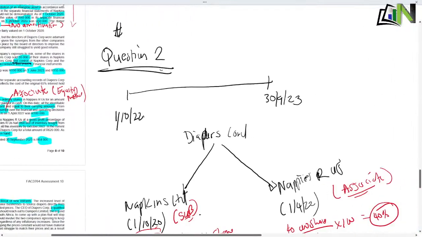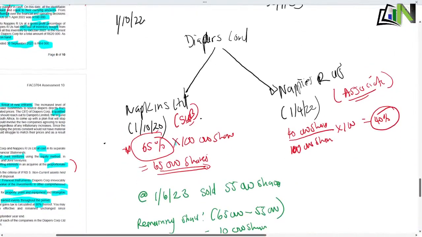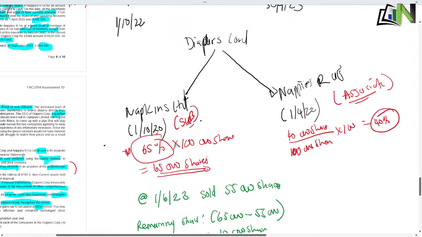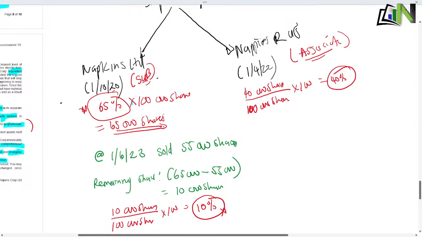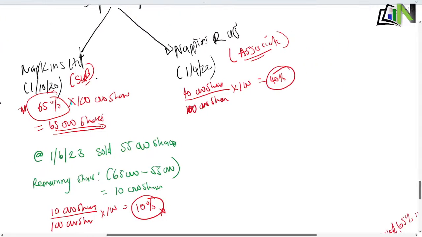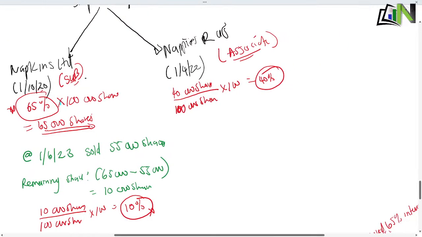This is our group structure. All right, so this is telling us all the companies that are within the group. So we have Diapers Corp. This is the parent company, right? Then Diapers Corp has an interest in Napkins. They have about 65%, and having 65% makes them the parent. So Napkins is their subsidiary company. Then they have Nappies R Us. Nappies R Us is their associate company.